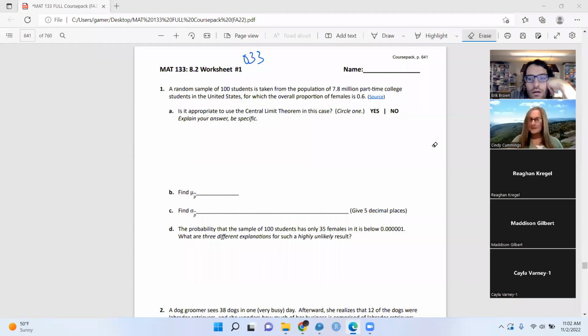Well, I guess let's do this then. Everyone feels good with p hats now? It's just a fraction, x over n. Cool. So do you all think you can start number one?